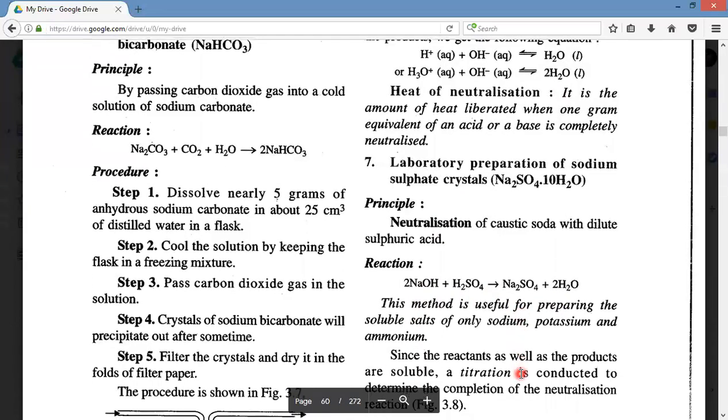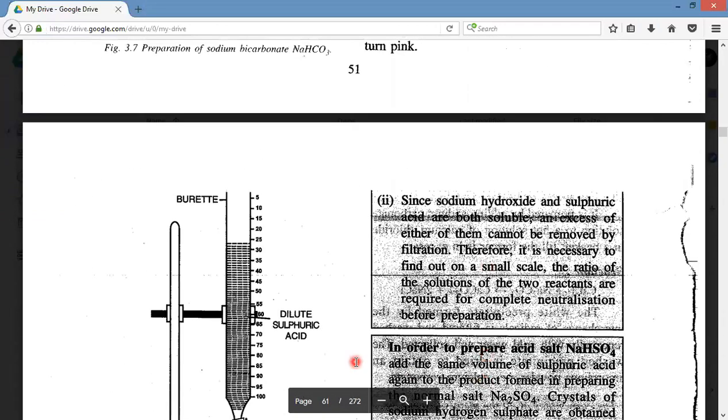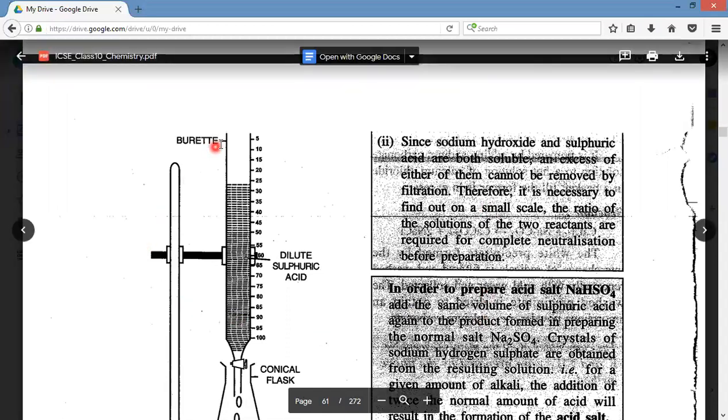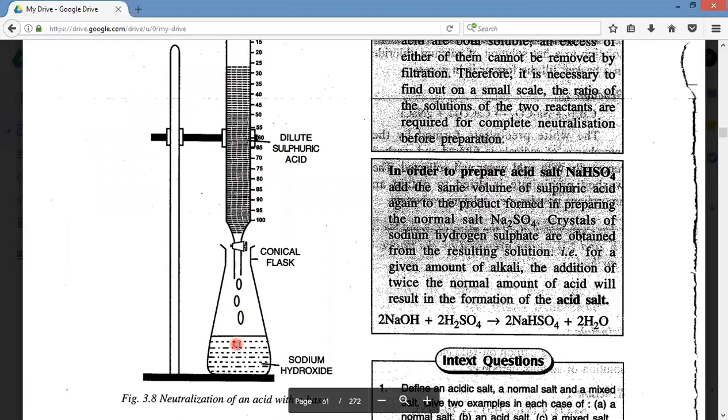But this method is a process called titration. Titration is somewhat different from the earlier processes, in which the required amount of acid is taken in this burette. This one is the burette. And the required amount, roughly 20 ml or 25 ml of the sodium hydroxide, is taken in this conical flask. It is pipetted out.